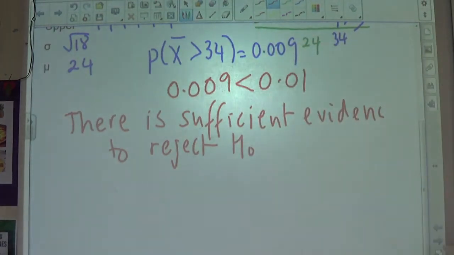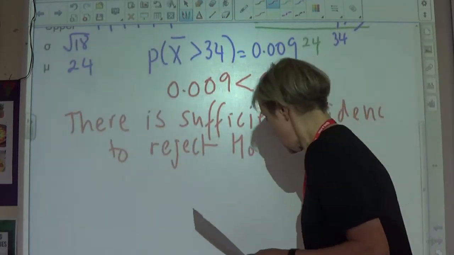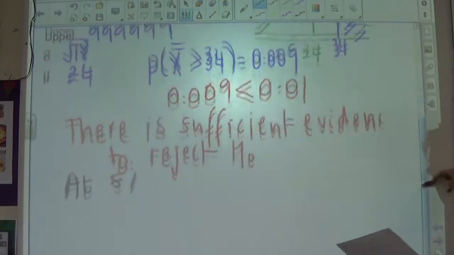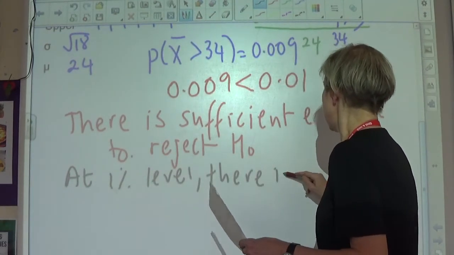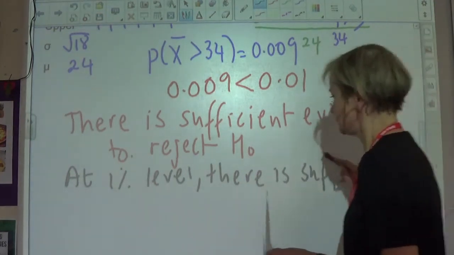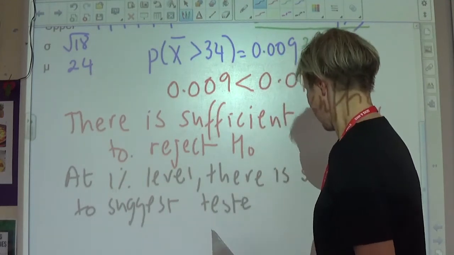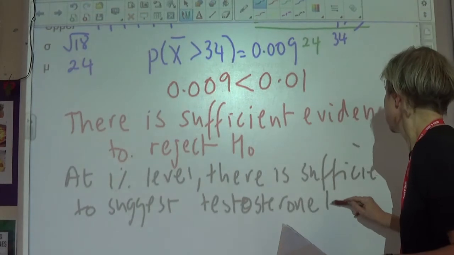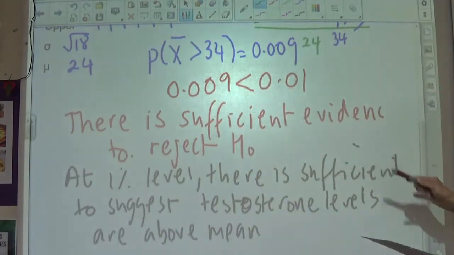So go back to the question and make sure you put it in context, look at the wording of the question, then there is sufficient evidence to suggest that the sprinters' testosterone level is above the mean. So we would say at the 5% level, I'm so sorry, it's the 1% level, at the 1% level, there is sufficient evidence to suggest that the sprinters' testosterone levels are above the mean. So you must say what you're doing with the null, and then you must put it in context.